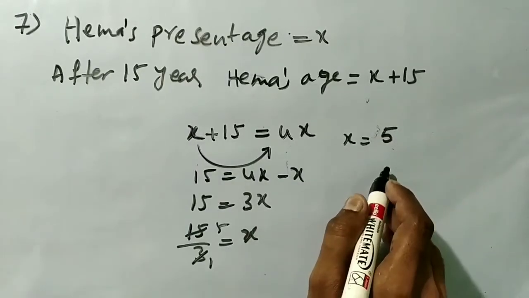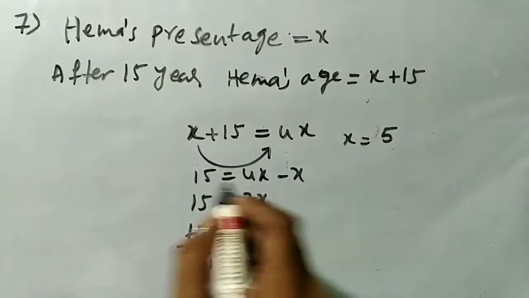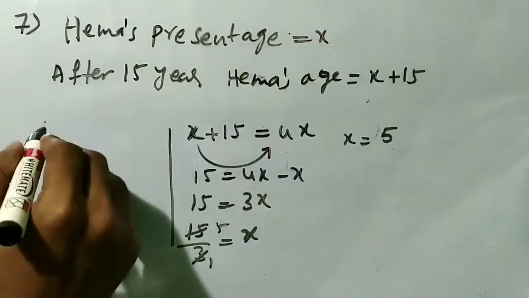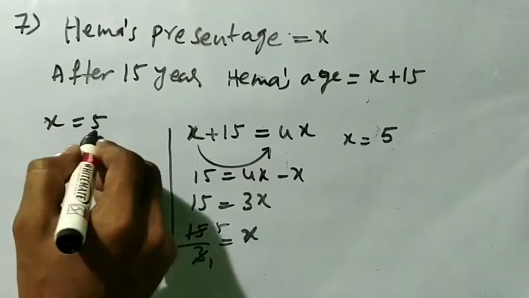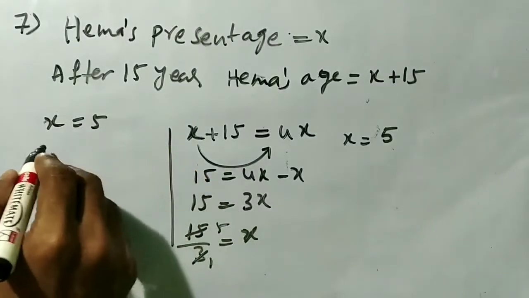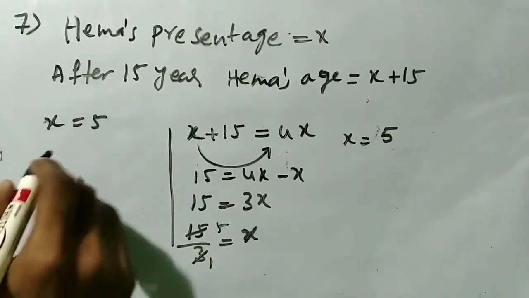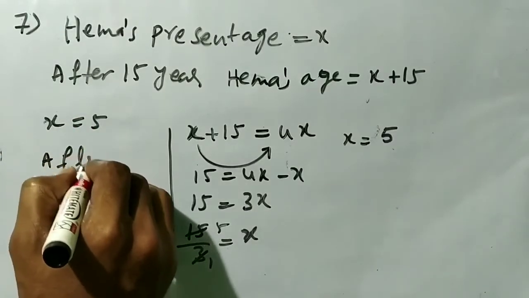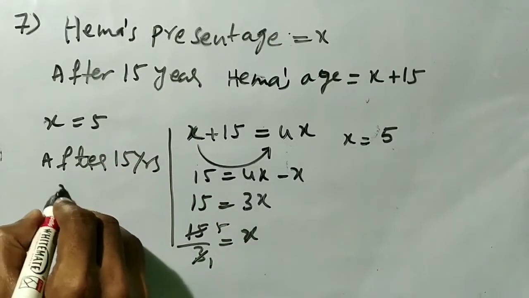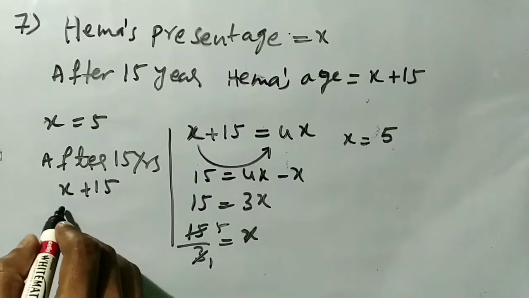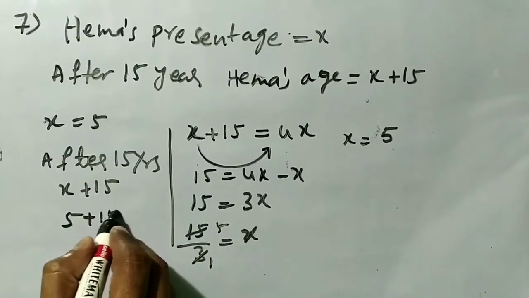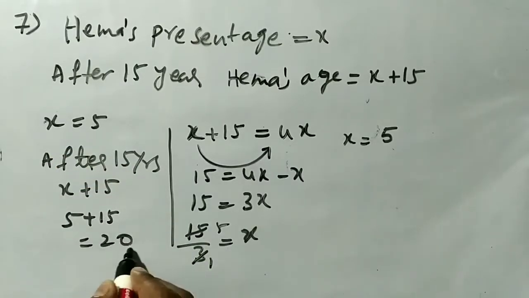So let's think here, Hema's present age is here x. That is x is equal to the present age here. So after 15 years, what happens here? After 15 years, it becomes x plus 15. Simply substituting x is equal to 5, that is 5 plus 15 is equal to 20.